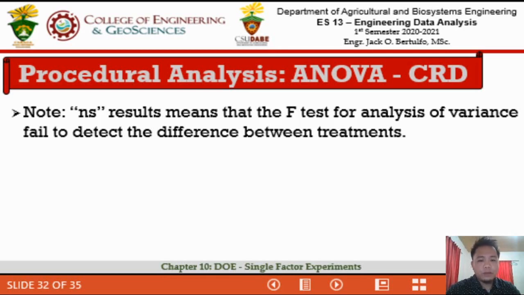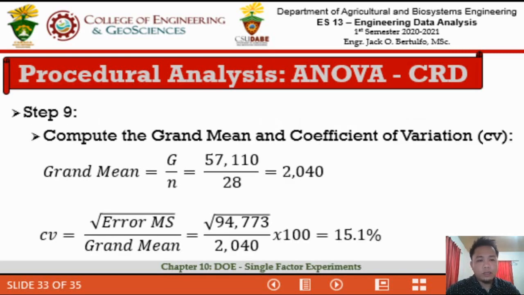Maybe the difference is very small so it cannot be detected by your analysis of variance, but it doesn't mean that you failed. So maybe you can check your experiment and try to find what is wrong. Maybe if you increase the replication number, you can really see the difference between treatments. Just increase the replication. After that, we will compute the grand mean, although the grand mean is already calculated, and the coefficient of variation.